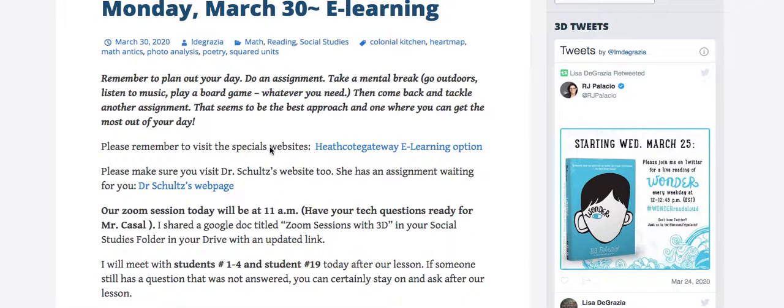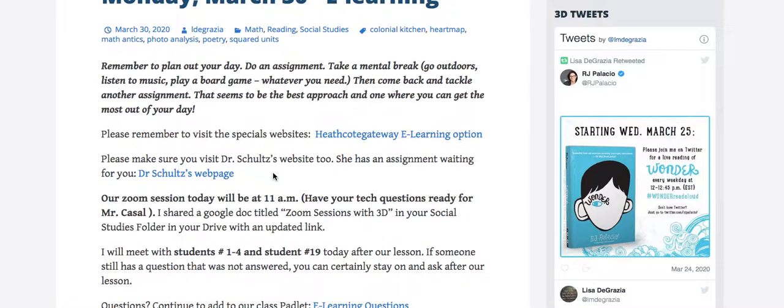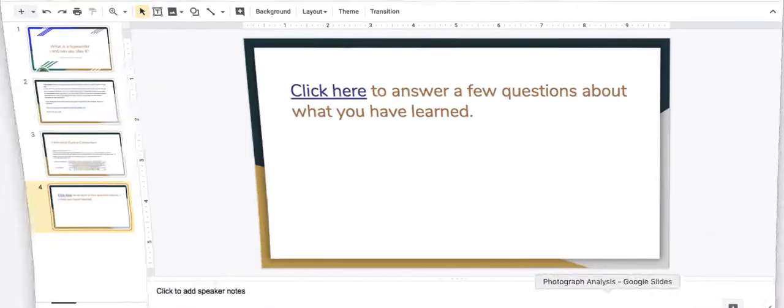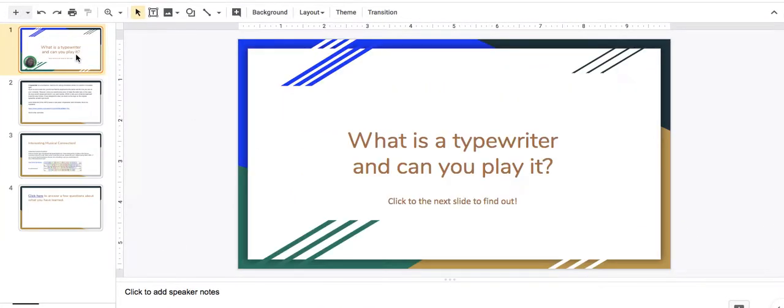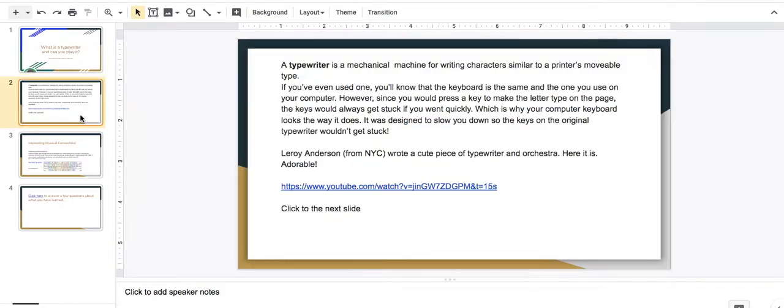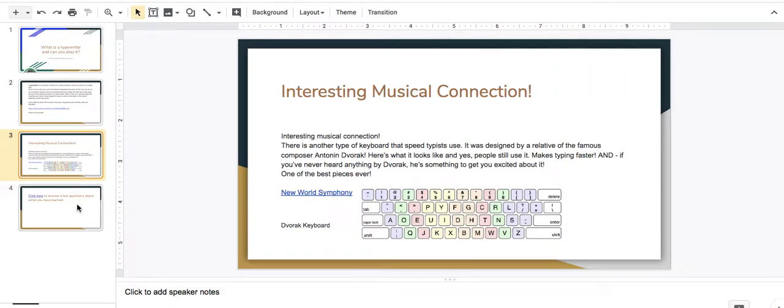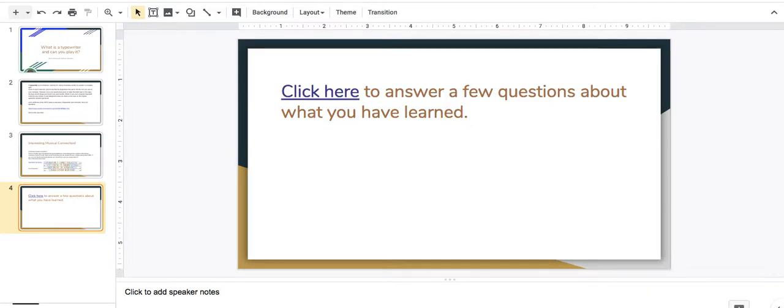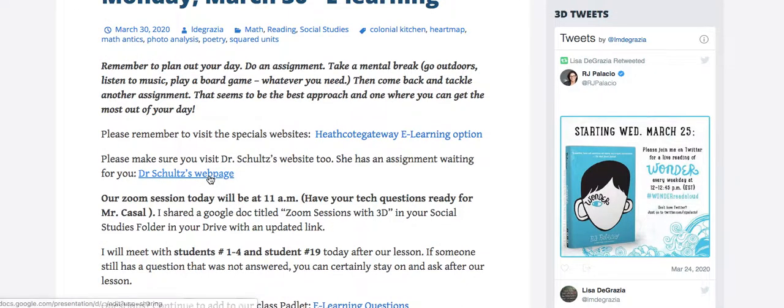So remember to go to the Heathcote Gateway e-learning options. Today I want to also point out that Dr. Schultz has an assignment waiting for you, so please make sure to visit her assignment. And I'll go to that so you can see what it looks like. Okay, it looks like a really fun activity. What is a typewriter and can you play it? And you could see it's really interesting and very creative, so have fun with that.